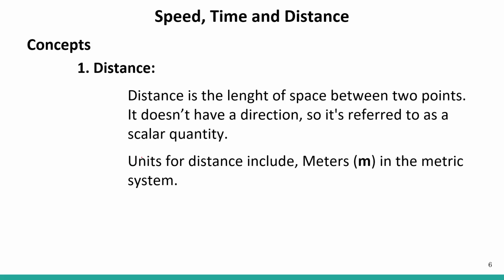Let's go forward and start with the first topic, that is distance. Distance is the length of space between 2 points. So the length of space in 2 dimensions. It doesn't have a direction, so it is referred to as a scalar quantity. So distance is a scalar quantity. There are other scalar quantities also.